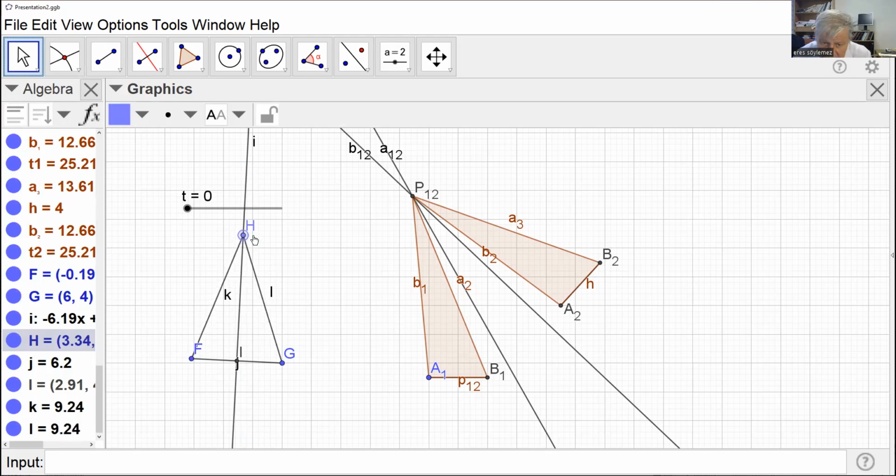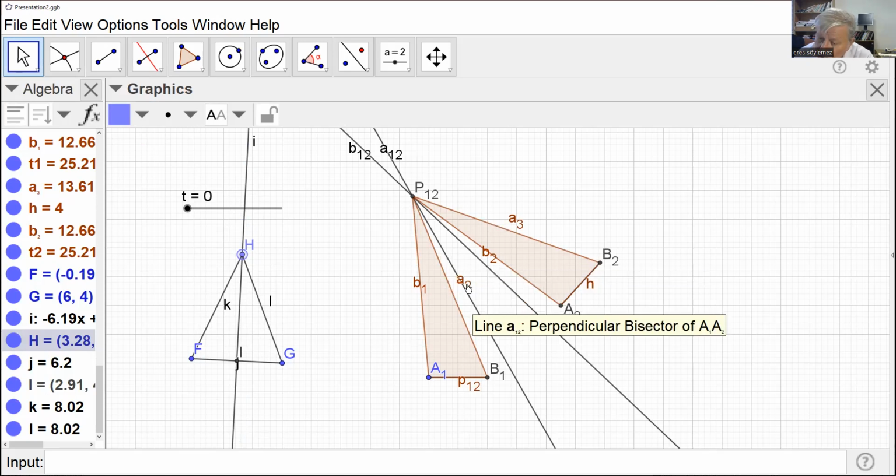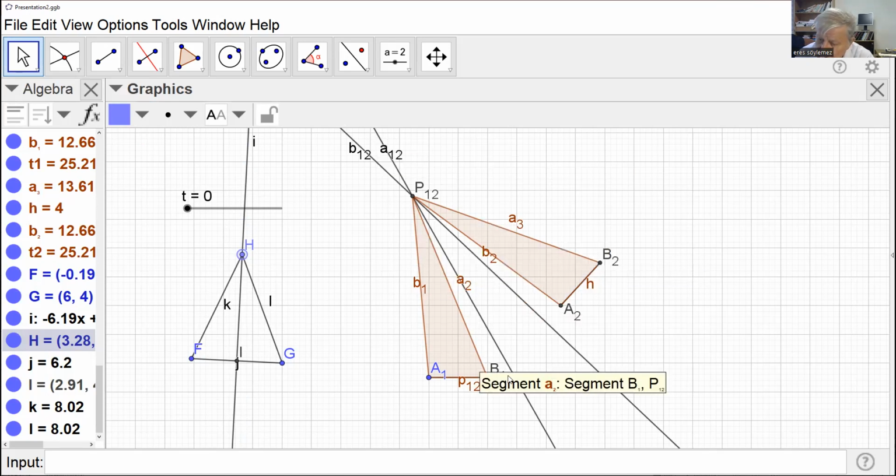As you can see, every point on that perpendicular bisector will be equidistant to these 2 points which it bisects. Okay? So that means A1P12 has to be equal to A2P12. Actually, any point on A12, this perpendicular bisector, will satisfy this condition.